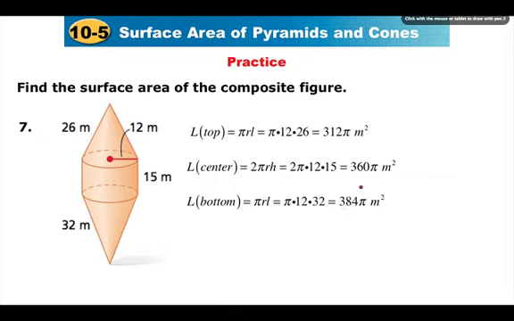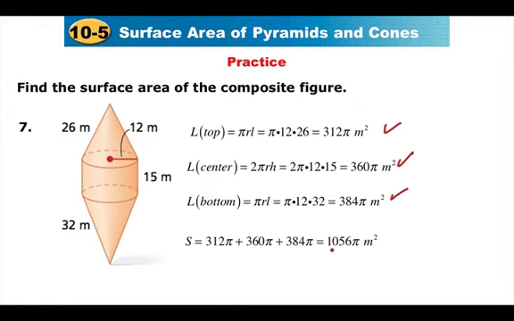So for the total surface area, we add these 3 numbers, and there's your answer. And this concludes the video.